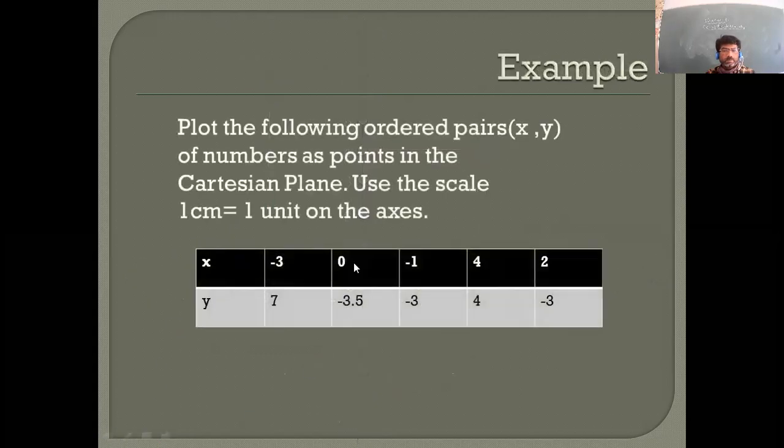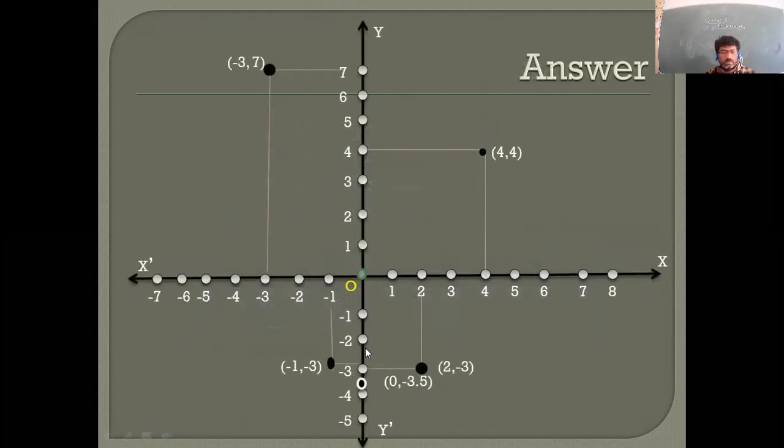Next, what is the point? (0, -3.5). 0 means on the y-axis only, at -3.5. -3.5 comes between -4 and -3, in the exact middle. So this position is (0, -3.5). On the y-axis only, you have to mark this point.